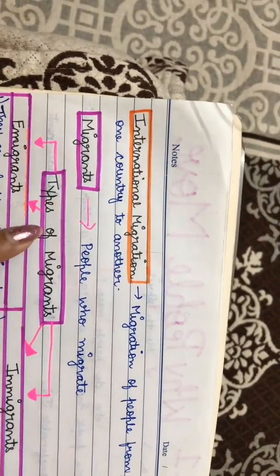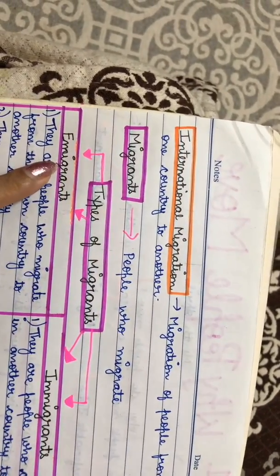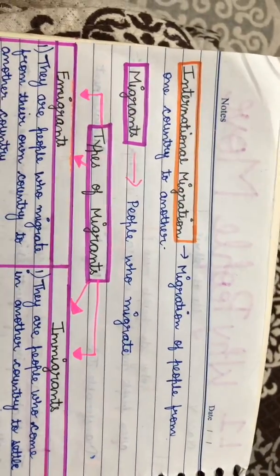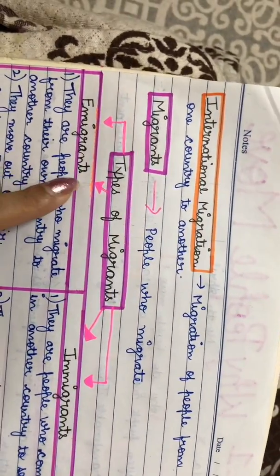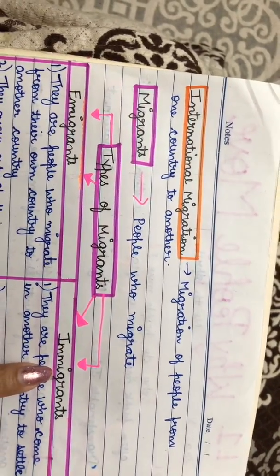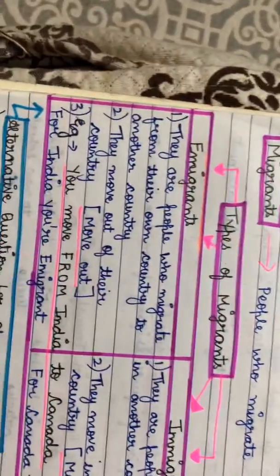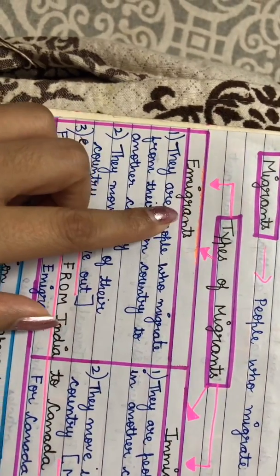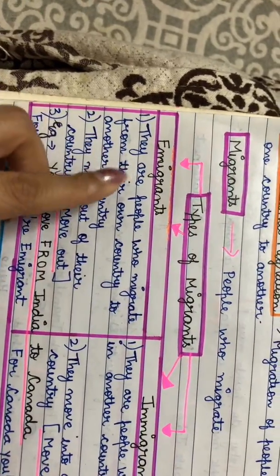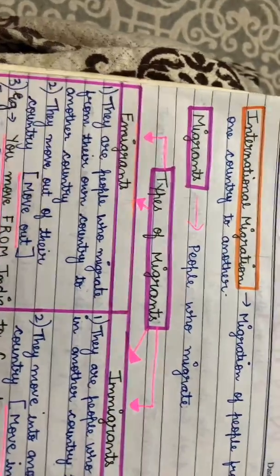So now let's talk about the types of migrants. There are 2 types of migrants. First one is emigrant. Second one is immigrant. Please listen to the pronunciation carefully. This is emigrant. This is immigrant. Now let's see what is the difference between both of them. First, emigrant. They are people who migrate from their own country to another country. They move out of their country.